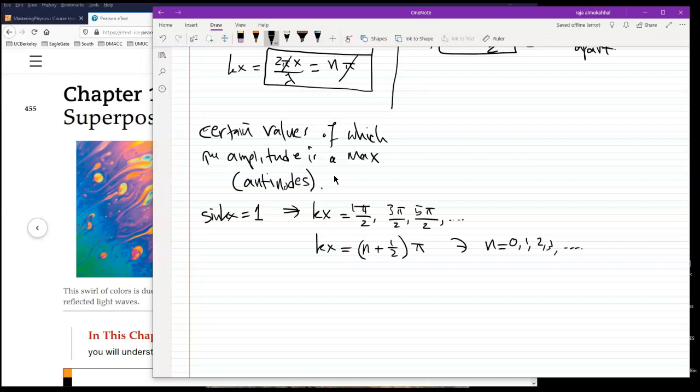So back to the value here, kx. We have 2 pi x over lambda equal to n plus 1/2 times pi, and where n, of course, this is n, did I do it right? This is n pi, that will be n pi over 2x.